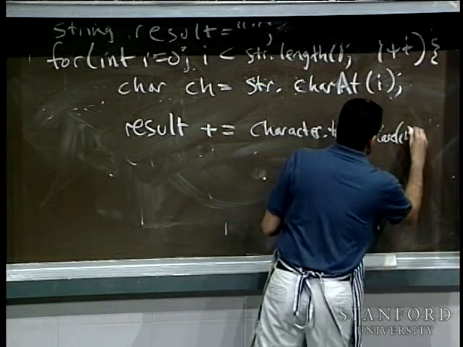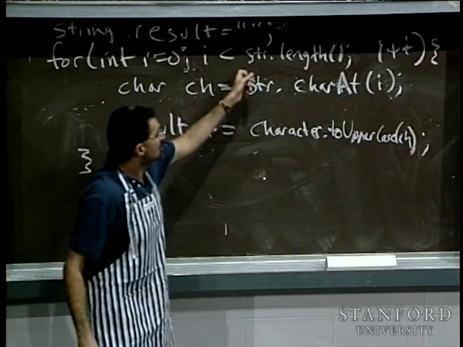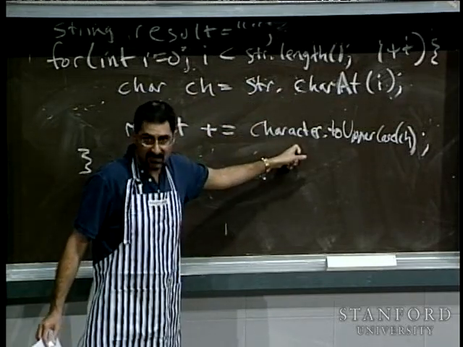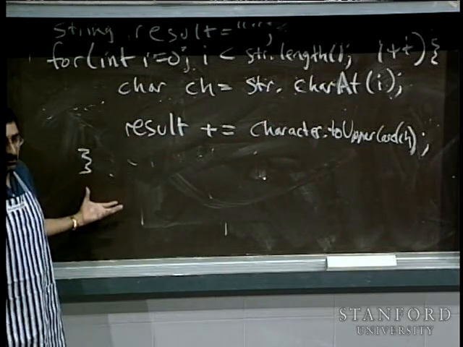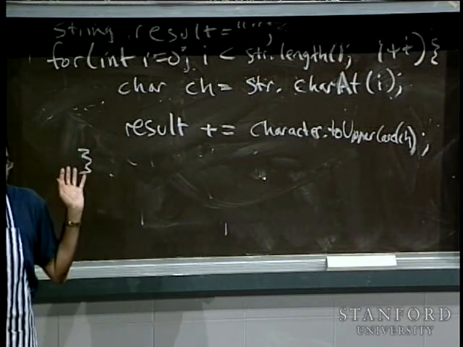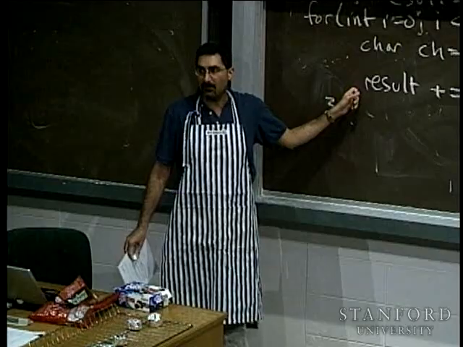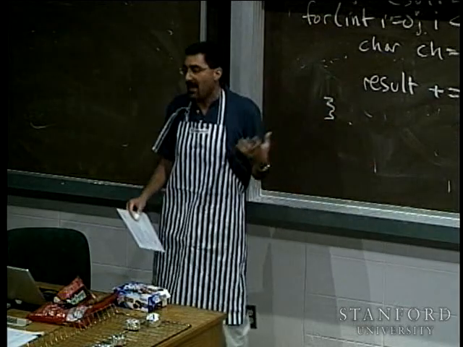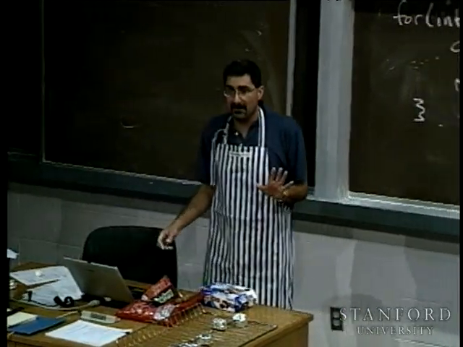Okay? And so what this is actually going to do is it goes through this string character by character, pulls out each individual character, converts it to uppercase, and appends it onto the result that I'm building up. So at the end, what result will be is an uppercased version of the string that I'm originally processing. Okay? And this is an extremely common thing to do with strings. I mean, not necessarily converting them to uppercase, but pulling out characters one at a time, doing something on each character, and building up some result. Okay? Any questions about that?